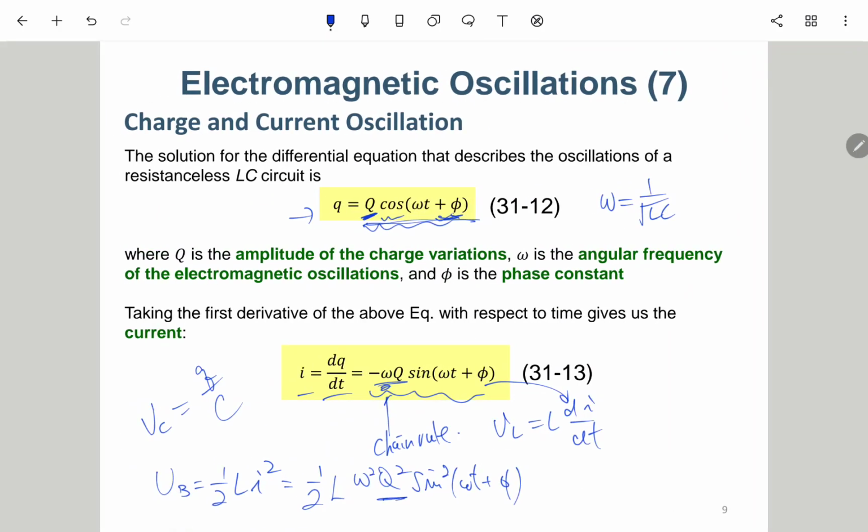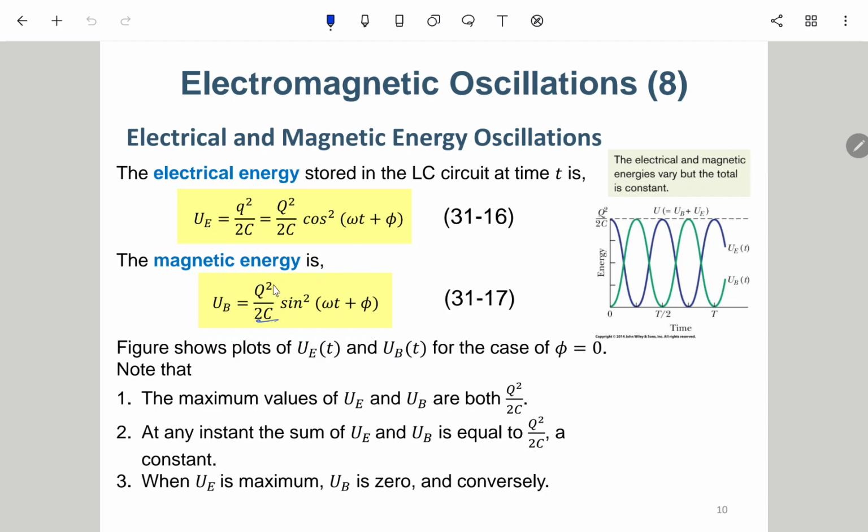Here we want Q square over 2C. We have L omega square Q square here, but is it 1 over C? The answer is yes, because omega equals 1 over the square root of LC, so omega square equals 1 over LC, which means L omega square is actually 1 over C. So this is 1/2 Q square over C sine square of the same thing. So we have Q square over 2C sine square of this same thing.